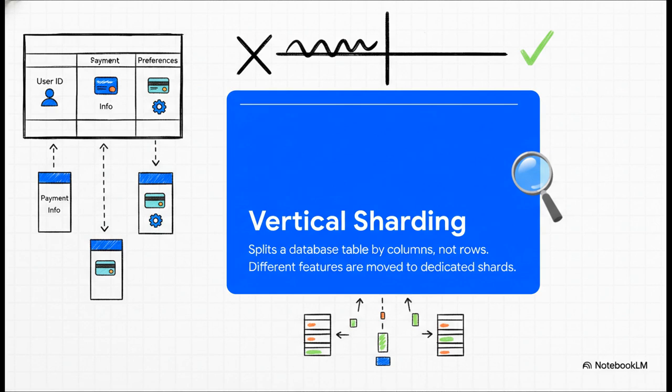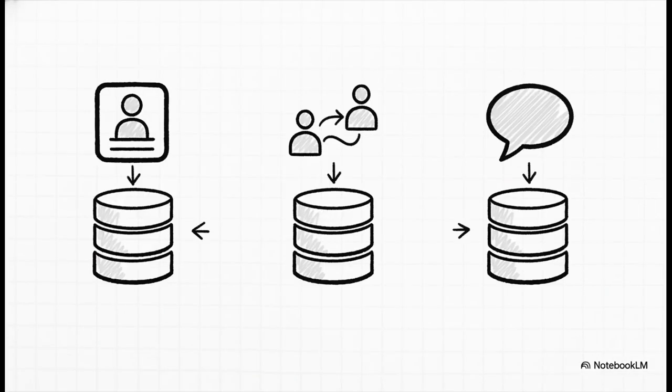User A goes here, user B goes there. Vertical sharding flips that completely. Here, we're splitting the data by columns. You're not separating users from each other, you're separating different features about those users. This example nails it perfectly.